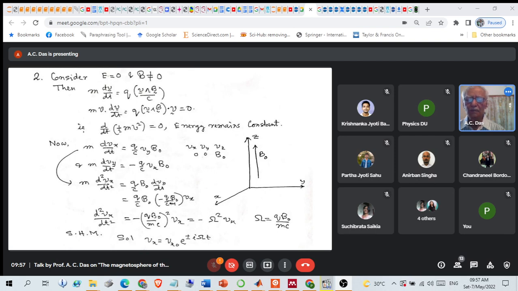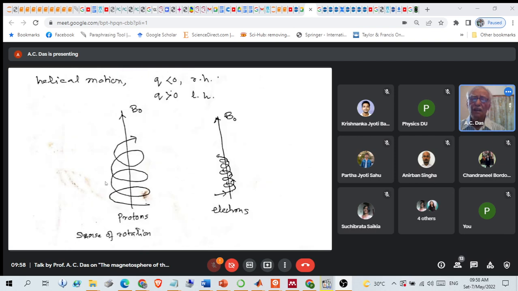The solution is given by Vx equals Vx e to the power plus or minus i omega t, and that gives you a circular motion. The circular motion is different for protons and electrons. If q is positive, then it is left hand rotation, and if q is negative, right hand.